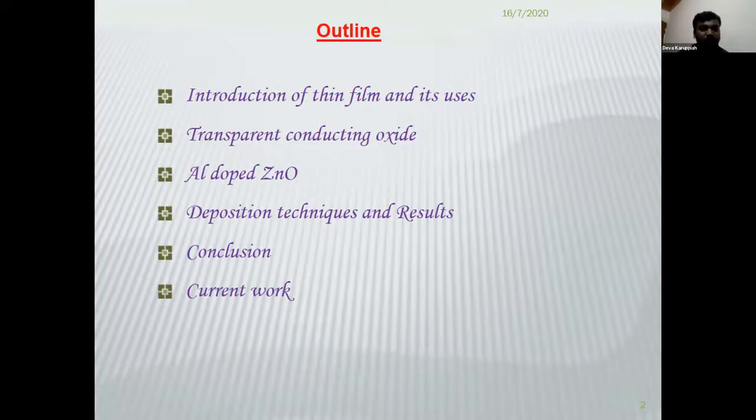First, the introduction of thin film and its uses, and transparent conducting oxide. What is transparent conducting oxide? And aluminum doped zinc oxide. For what purpose is this TCO material used? Then the feasible thin film techniques, like chemical based deposition techniques, which we are going to discuss here. And finally my results and conclusions, and then the current work that I am doing now.